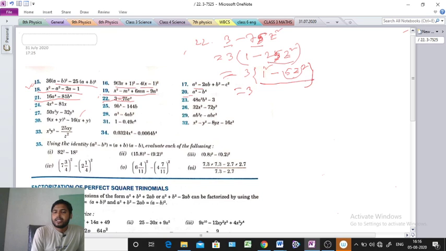Inside the second bracket, the a square minus b square formula is coming or not? Yes, the a square minus b square formula is coming. Here a means 1 and b means 5z. So a square minus b square formula, what, sir? a plus b into a minus b, that means 1 plus 5z into 1 minus 5z. Clear or not? Understood? Clear, everyone? So this is the answer.